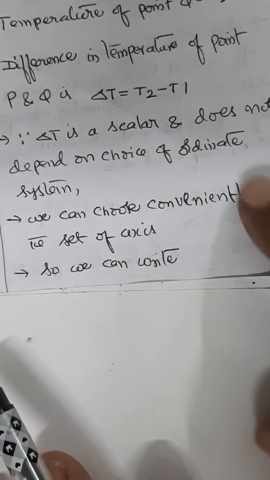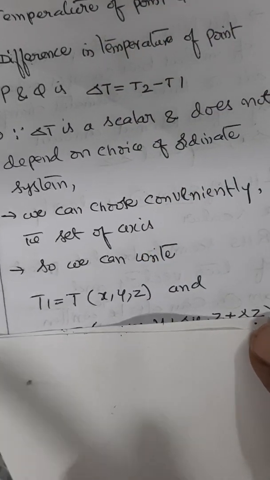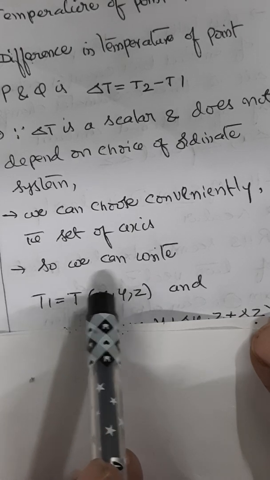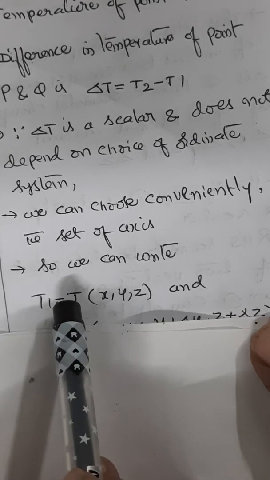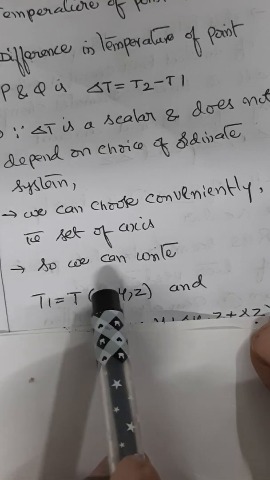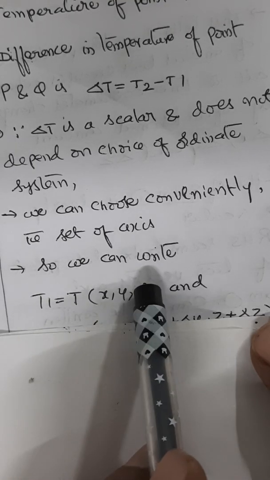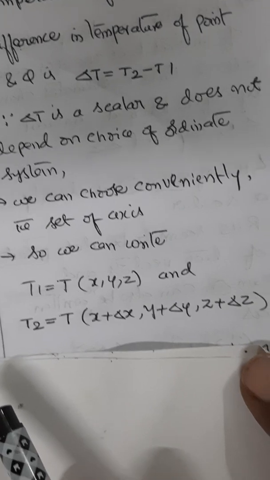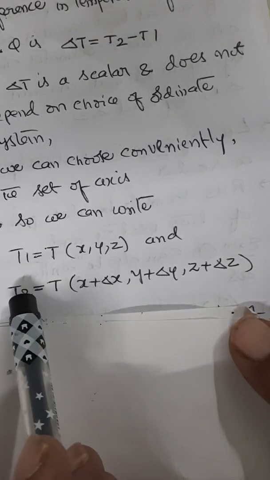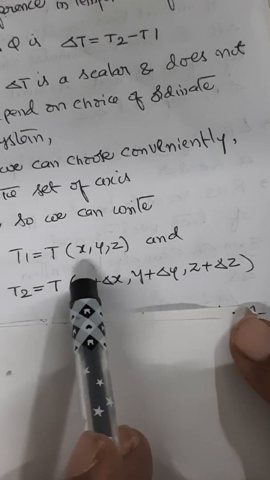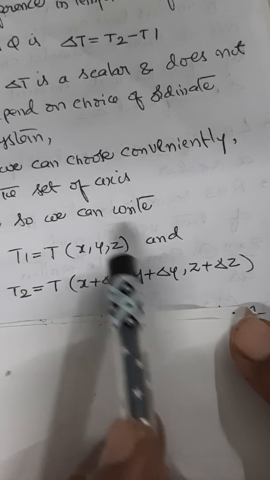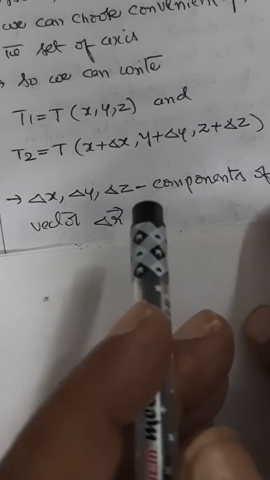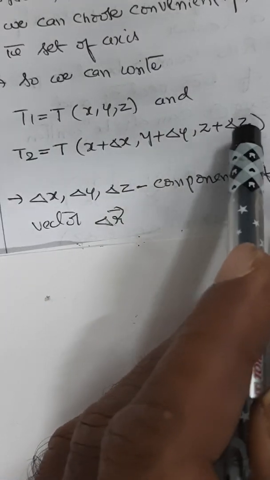Therefore, we can write this as, let us say, temperature T1 originally at P, it is representing all the three coordinates. When it is raised to T2 from T1, there is an increment in X, Y and Z direction. Therefore, the components we can write like this. At T2, X is increased from X to X plus delta X. Y is from Y to Y plus delta Y. Z is from Z to Z plus delta Z. In this, delta X, delta Y, delta Z are nothing but components of vectors along delta R.